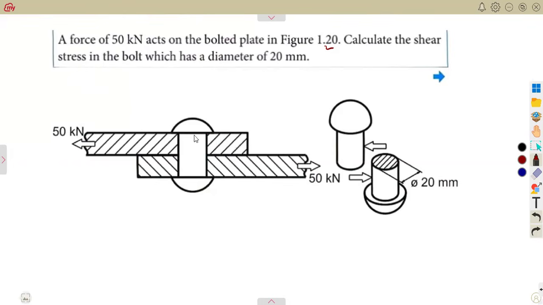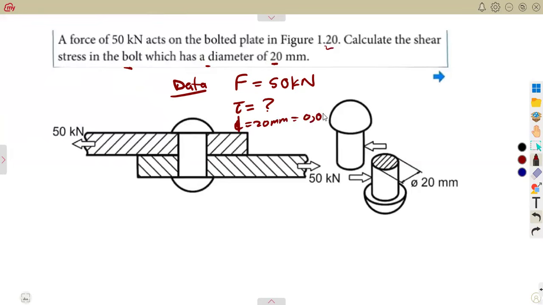So what are we given? The force. According to our information, the force is given as 50 kilonewton. Calculate the shear stress. Meaning to say we do not know our tau in that case, the shear stress, in the bolt, which has a diameter of what? 20 millimeters. So we are given the diameter 20 millimeters. Divide this by 1,000, that's 0.02 meters. This is the illustration there, trying to show you that it's only one area to be affected. It's a single part that we have there.